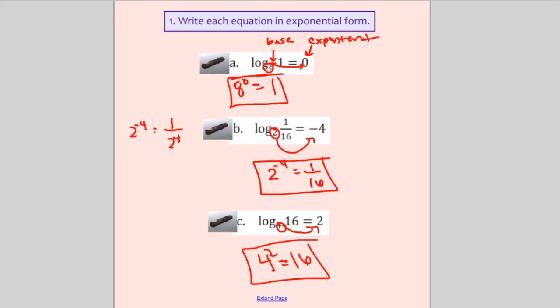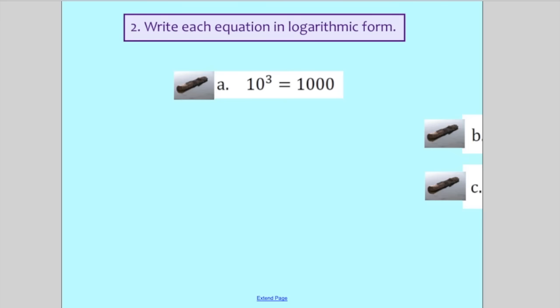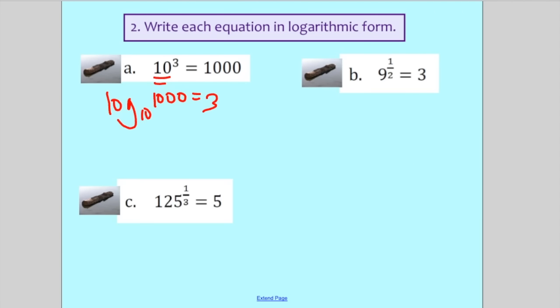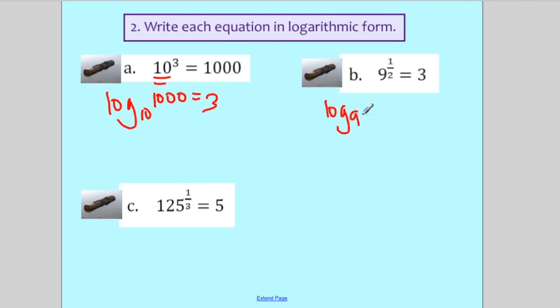Now we're going to go the opposite way. We are going to go into logarithmic form. For A, we have 10 to the third equals 1,000. So it's log base 10 of 1,000 equals 3. I'm just putting it back into log form. For B, I'm going to pull C out right away. Same thing, it's log base 9 of 3 equals the exponent, which is 1/2.